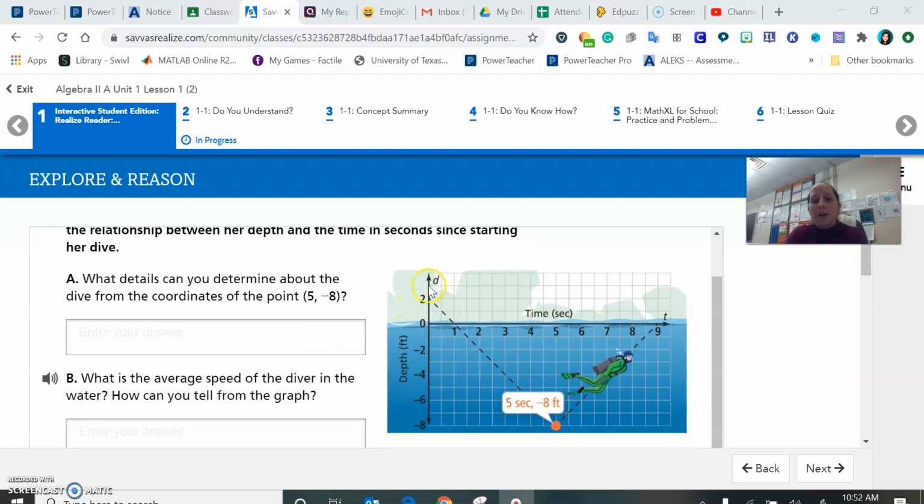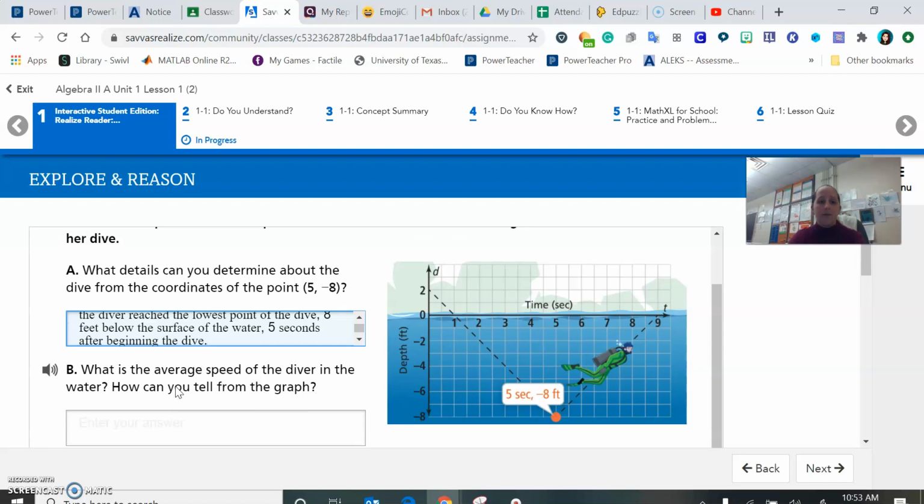So if I look at the picture, I can see that the diver went down, and at 5 seconds, she hit her lowest depth of -8 feet, or 8 feet below the sea level. And then she started to go back up. So what details can you determine about the dive from the coordinates of point (5, -8)? So I can see that the diver reached the lowest point of the dive, 8 feet below the surface of the water, 5 seconds after beginning the dive.